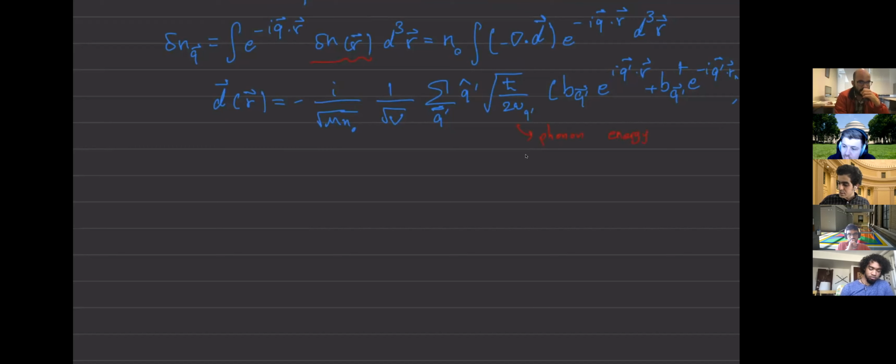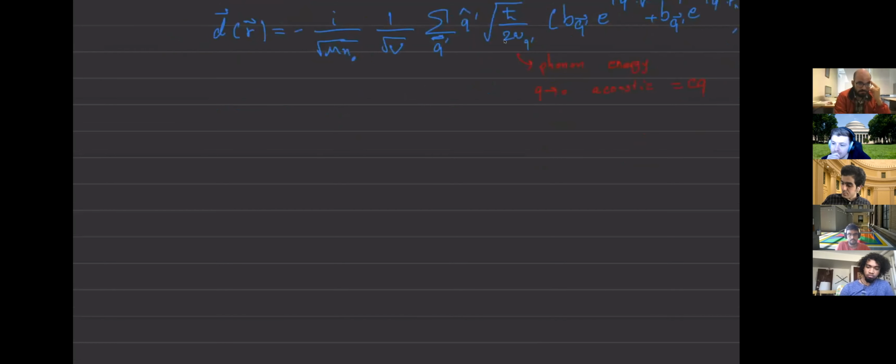And for q going to 0, for acoustic phonons, this is going to be proportional to my momentum. This is why phonons are sound-like modes. Therefore, the energy is proportional to q at very small q's. And using this displacement vector and taking the divergence here, we can get the term that we were looking for.